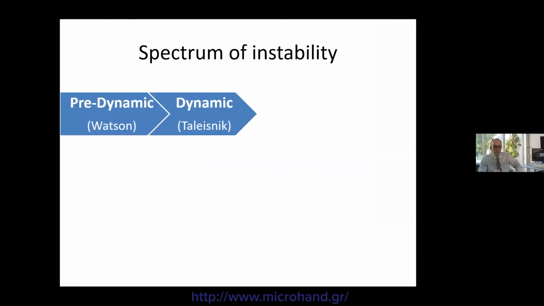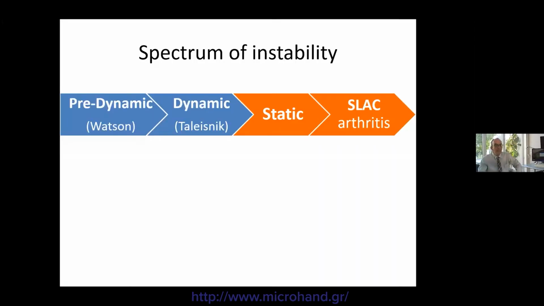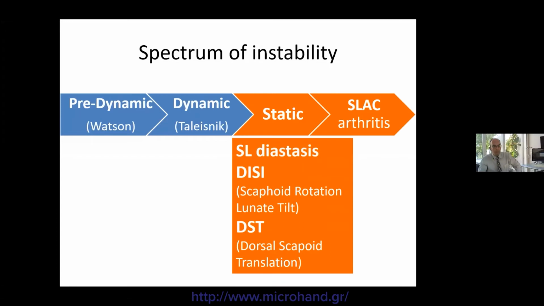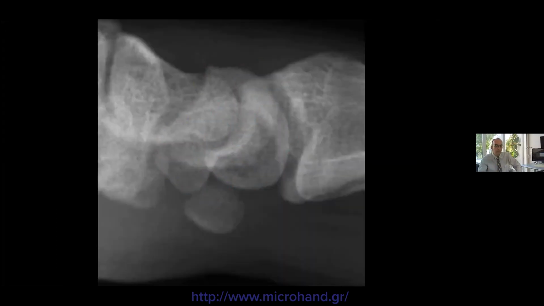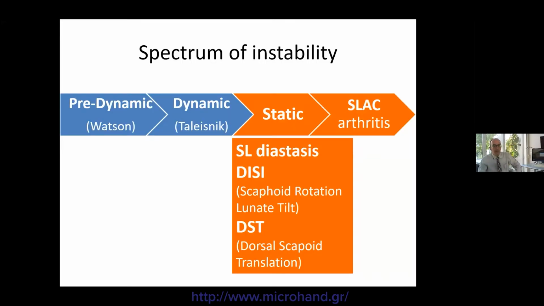And it causes a spectrum of instability, which starts from pre-dynamic dorsal wrist syndrome, what Kirk-Watson called, and then goes on to dynamic instability. That means that scaphoid and lunate spread apart under pressure and under grip. And then it moves to static instability, which is not only a permanent diastasis in the scapholunate interval, but also a flexion of the scaphoid and extension of the lunate, what we call the DISI deformity, and also abutment of the scaphoid on the dorsal part of the scaphoid and lunate. And then eventually arthritis starts and progresses in a predictable manner, but this is not the topic of this talk.